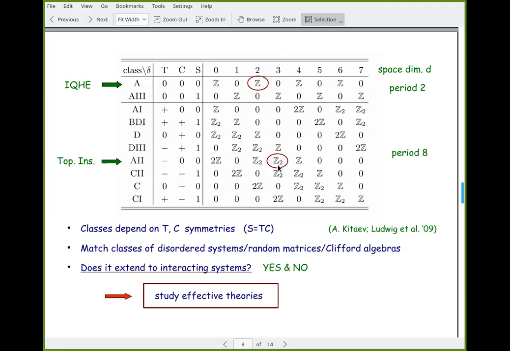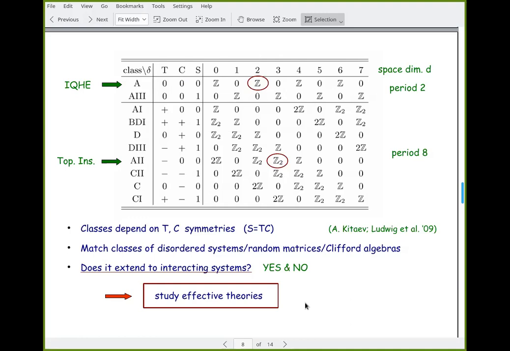So now the question is, this is very good and extremely nice, but it's true for non-interacting fermions. So the question is, does it extend to interacting fermions? The answer is sometimes yes, sometimes no. Okay, so this study is incomplete because there are cases in which the fermion interaction cannot be neglected. And so how do we proceed? Well, we proceed with effective theory.